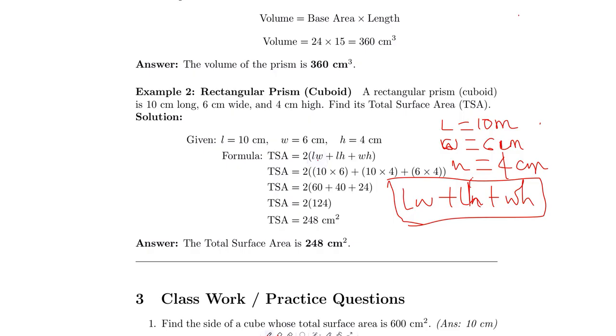LW, which is 10 times 6, that's 60. Then 10 times 4, that's 40. Then 6 times 4, that's 24. So 60 plus 40 is 100, 100 plus 24 is 124. That will give us 2 times 124, which is 248 centimeter squared. So that is our answer. That is how to do that.